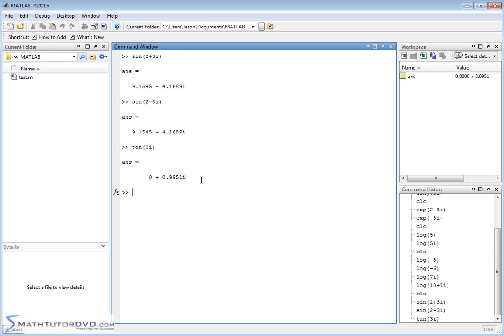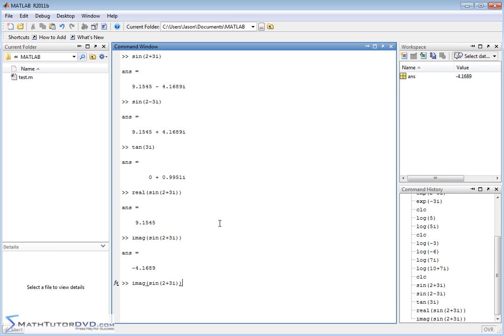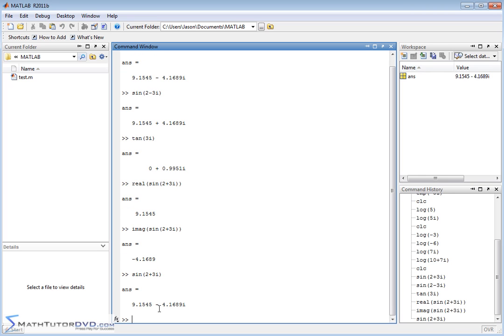And as always, if you only wanted the real part of the sine of 2 plus 3i, then you could pull that off by just wrapping it with real. It's going to take the sine of this complex number, and you're only taking the real part, so it only returns a number. That's how you could do that. If you only wanted the imaginary part, then you would return the imaginary part. And of course, just to check our work, we could see that the sine of this is 9.15 minus 4.16i. So that's why it returned these values here.